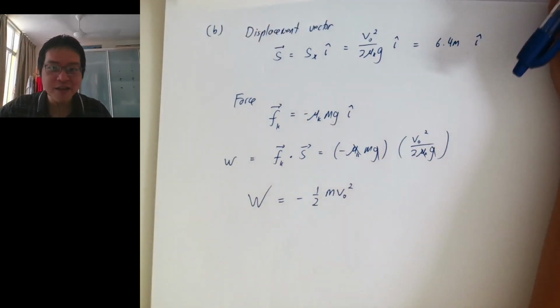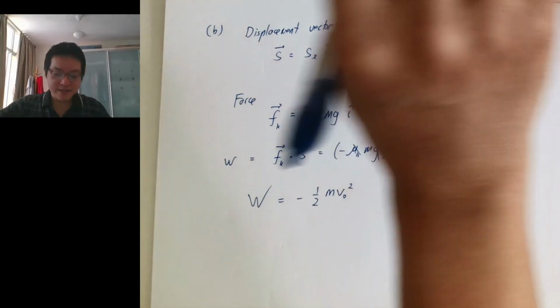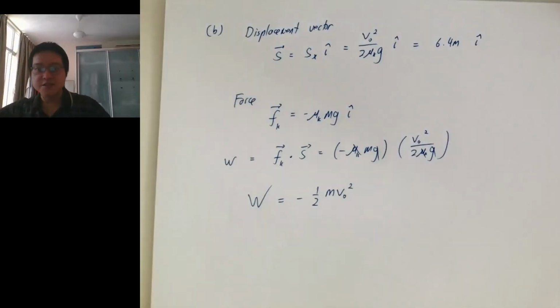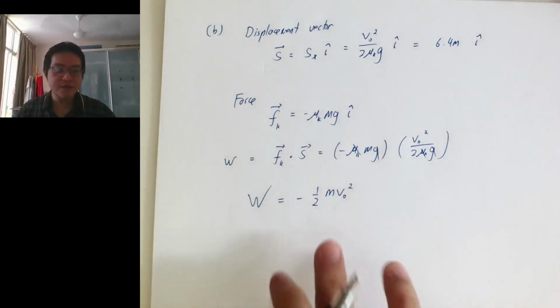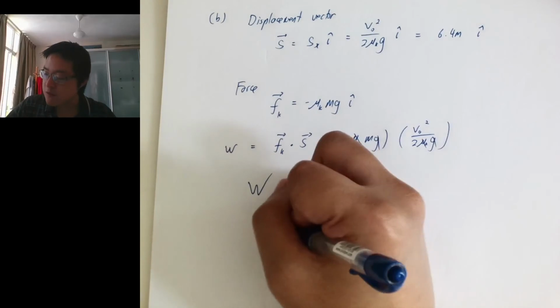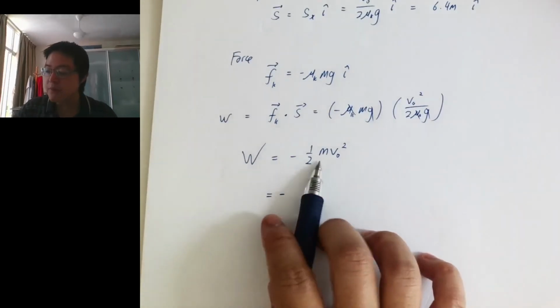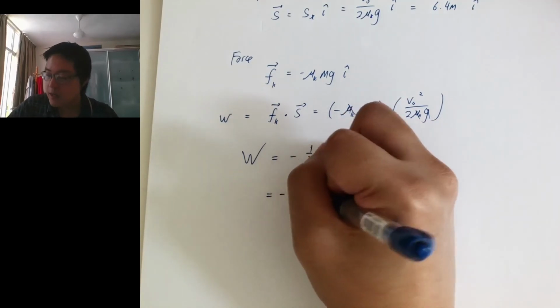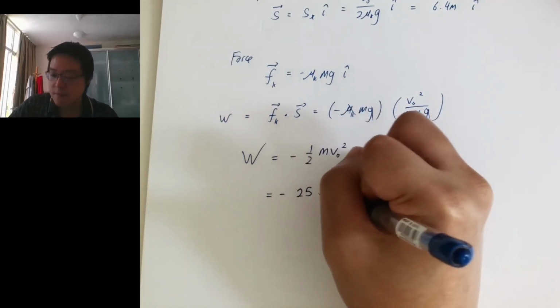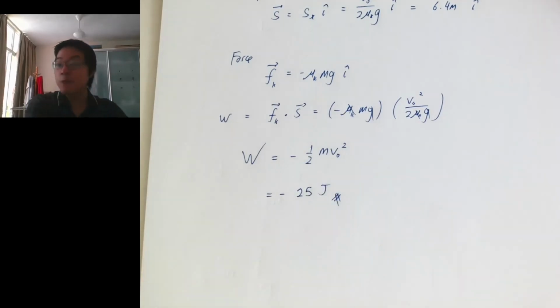Any questions so far? You may have recognized this as kinetic energy. Why is this half m v squared? It is because of a theorem that we will learn later, but for now, we just want to answer this question. So what is the work done? If I plug in the mass and the initial velocity, I will get minus 25 joules. So this is something like a kinetic energy. And why is it negative? We will come to this next.